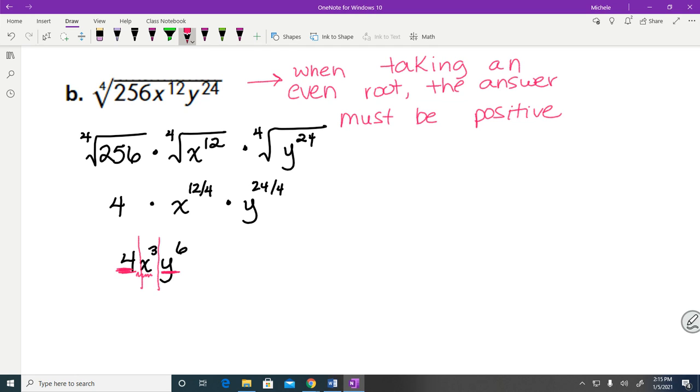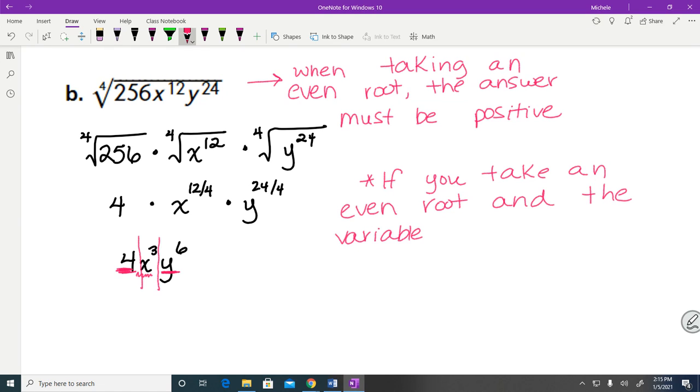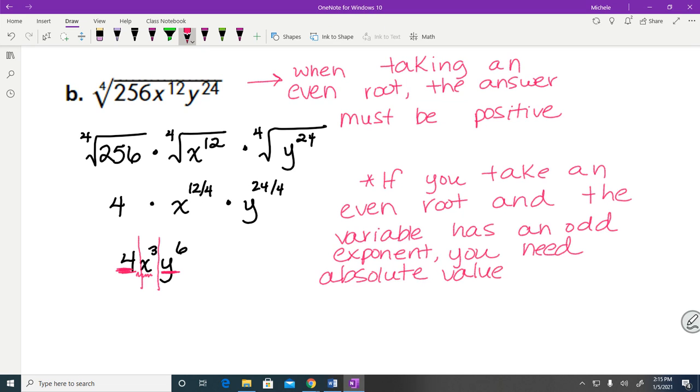So here's how you can tell what needs absolute value bars and what does not need absolute value bars. In general, if you take an even root, and the variable has an odd exponent, you need absolute value bars. So here I was taking an even root. I ended up with an odd variable exponent, so that part needed absolute value bars.